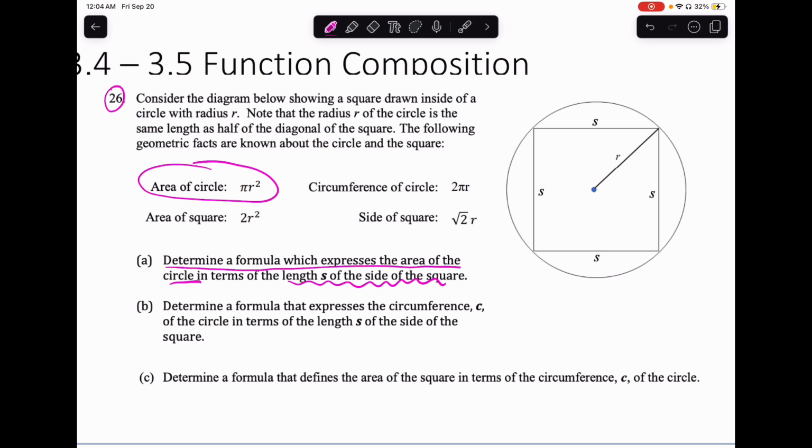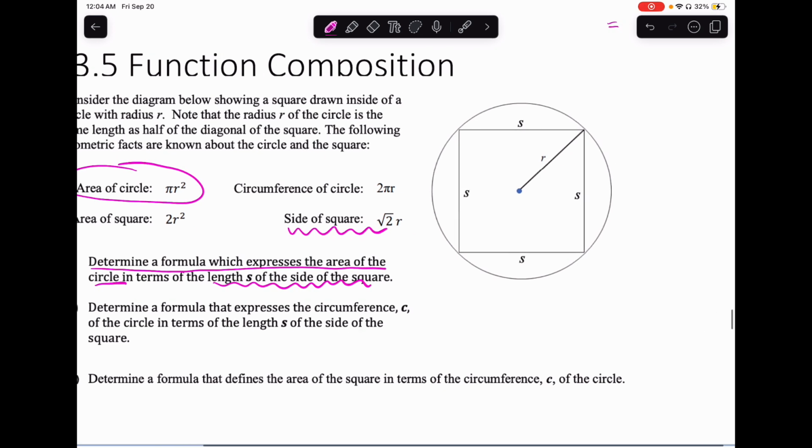But this wants it in terms of s, the side length of the square, which is given right here. It's given that s equals square root of 2 times r. So if we want to represent r in terms of s, all we're going to do is isolate r from s equals square root of 2 times r. To do that, we divide both sides by square root of 2. So we're left with r equals s over the square root of 2. So it's rewritten so that it's the radius in terms of s, the side of the square.